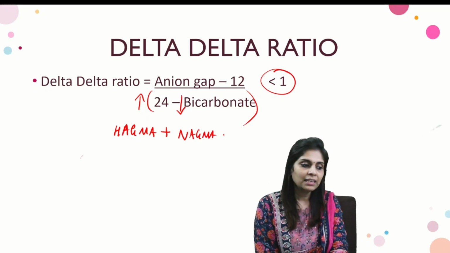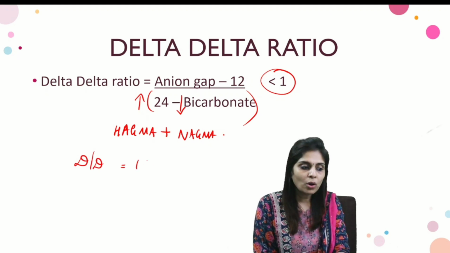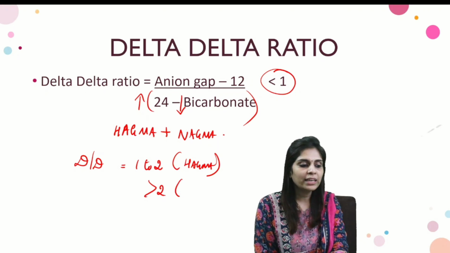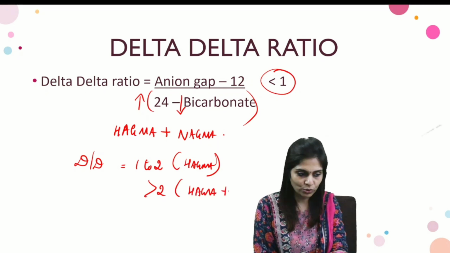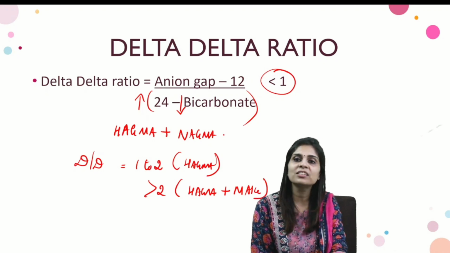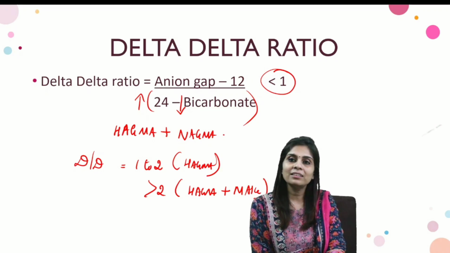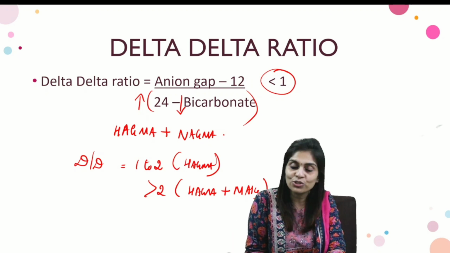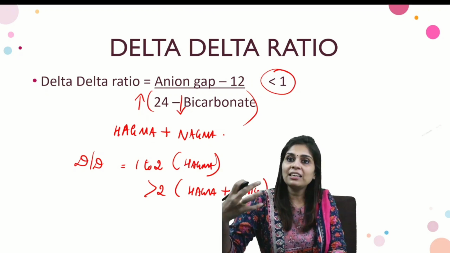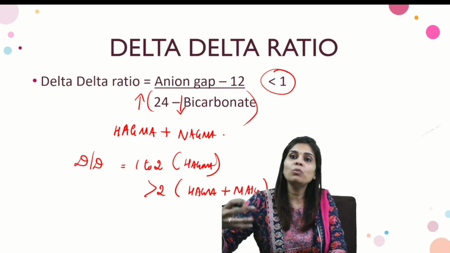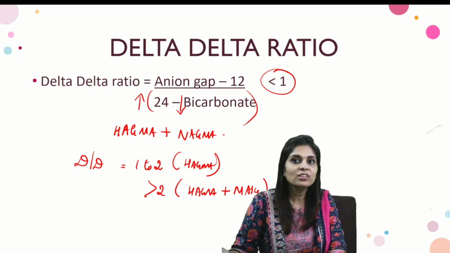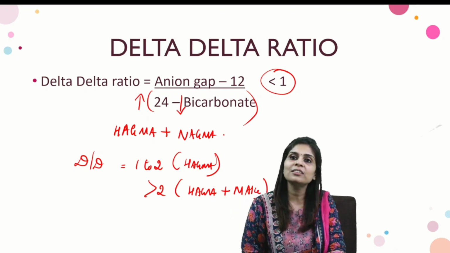So to summarize, delta-delta ratio normally is between 1 and 2. When I say normally, I mean if it's just a high anion gap metabolic acidosis, it's between 1 and 2. If it's more than 2, it means it's a high anion gap metabolic acidosis along with metabolic alkalosis. So if you are wondering when in a clinical scenario you will find a combination of high anion gap metabolic acidosis and metabolic alkalosis, an example would be diabetic ketoacidosis and vomiting. Diabetic ketoacidosis we know causes high anion gap metabolic acidosis, vomiting causes metabolic alkalosis. So in that condition you are going to find this combination.